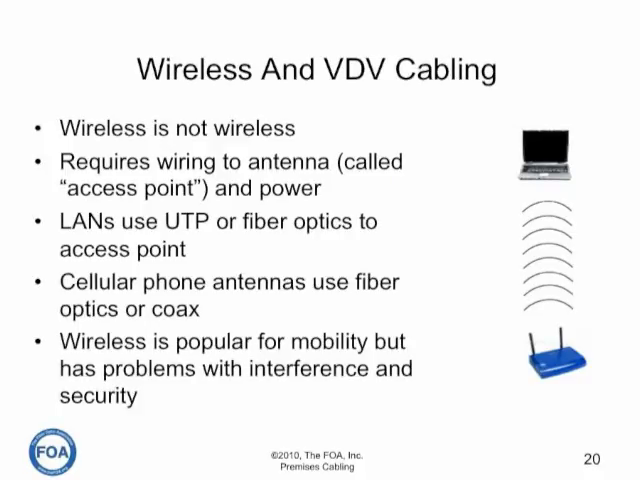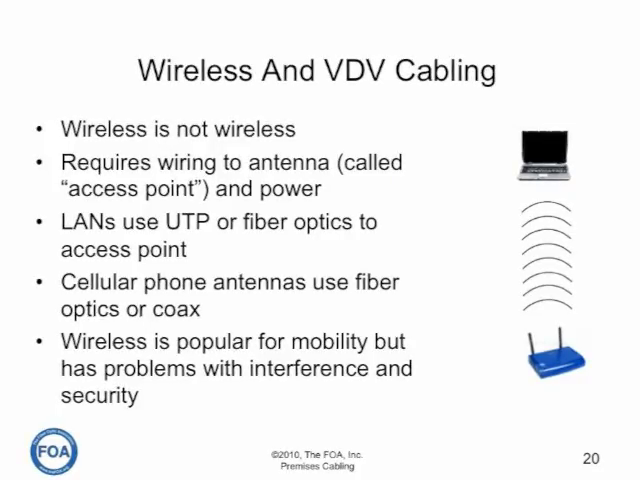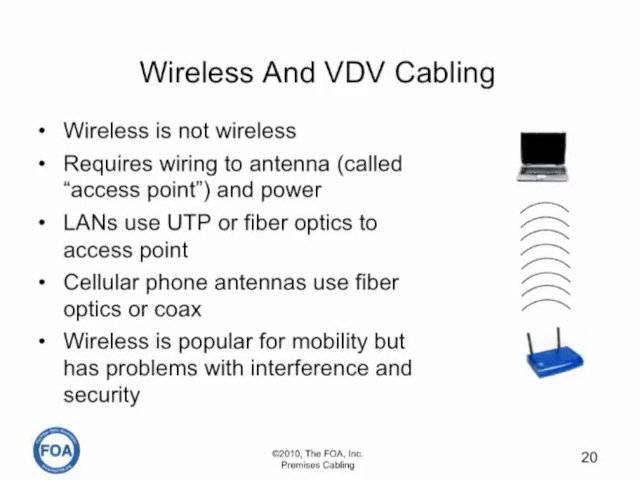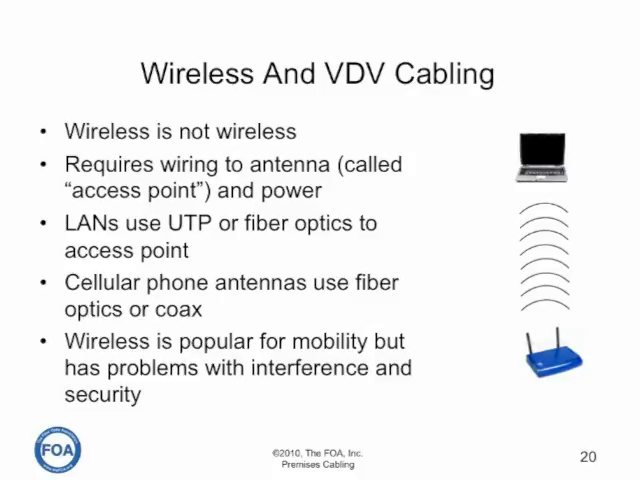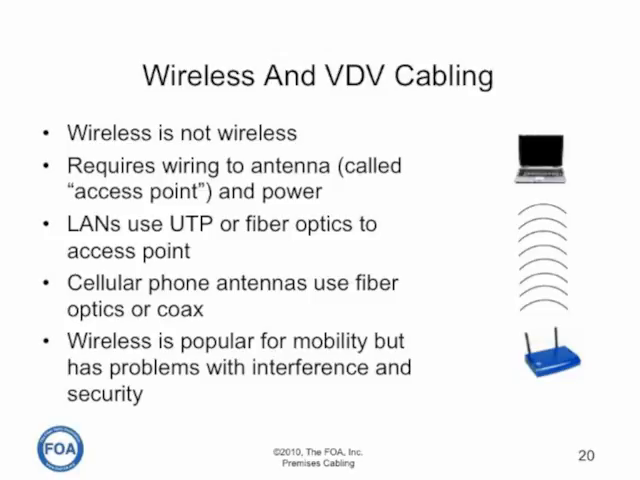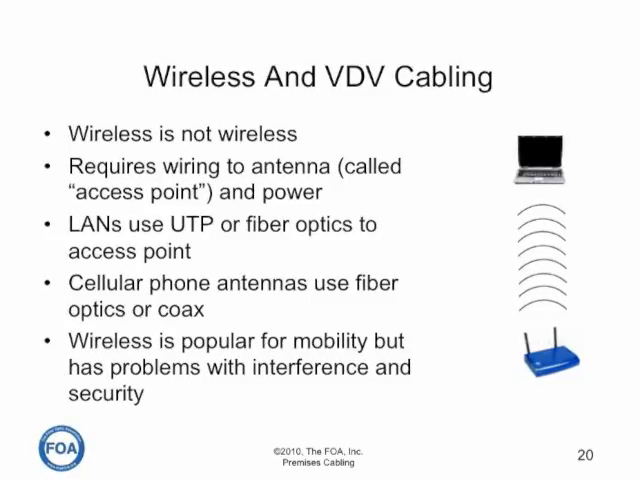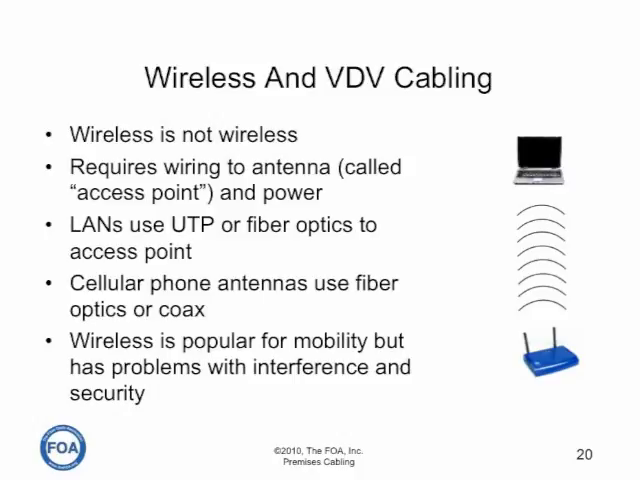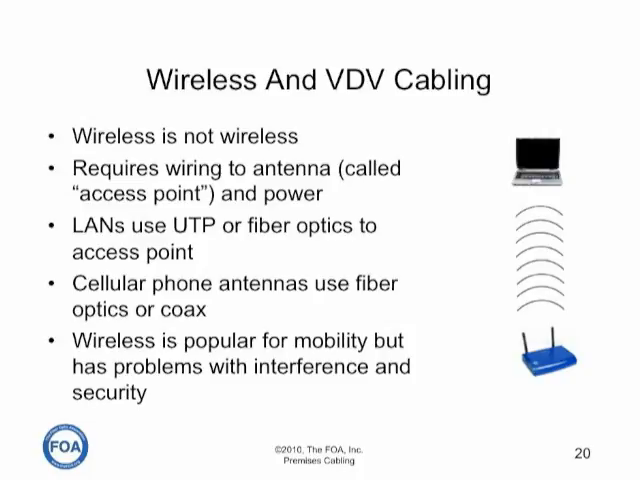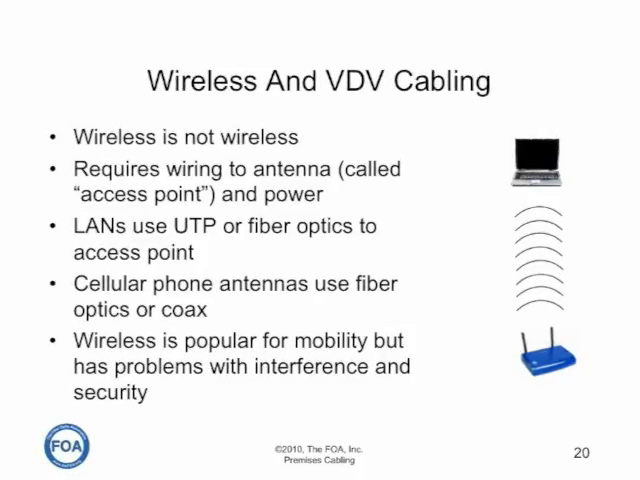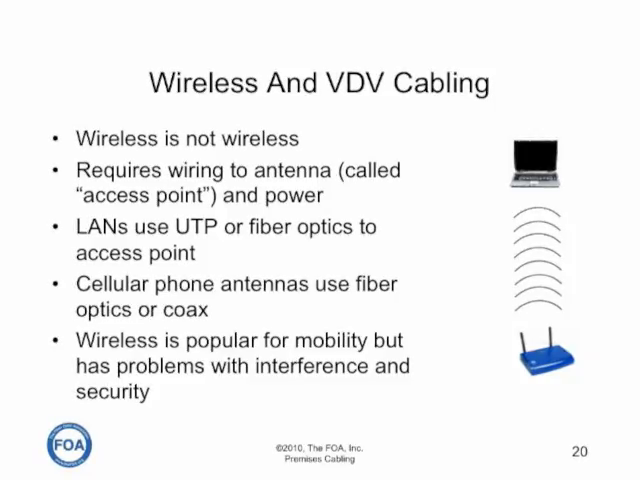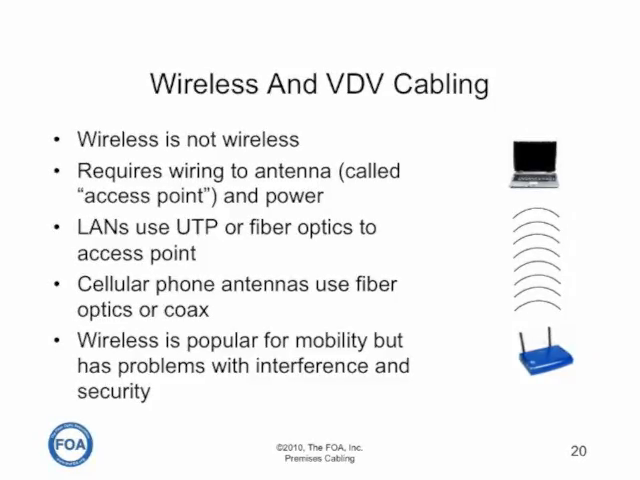Wireless has become the connection method of choice for all the users of laptops, tablets, and smartphones because they want mobility. But wireless isn't wireless. What wireless does is replace the typical patch cord with a radio connection. It requires wiring to an antenna, called an access point in Wi-Fi, providing power to that access point. LANs typically use either unshielded twisted pair or fiber optics to connect the access point. Cellular phone systems use antennas typically connected over fiber or coax. Wireless is popular for mobility.